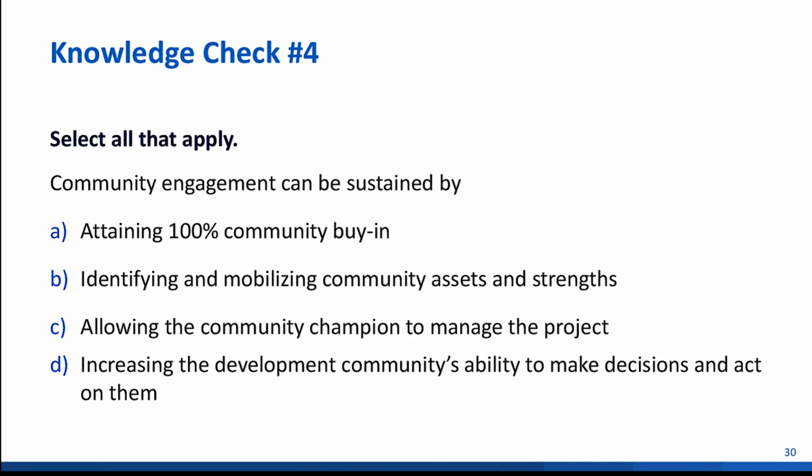Community engagement can be sustained by identifying and mobilizing community assets and strengths, and by increasing the development community's ability to make decisions and act. Answer A is incorrect. You don't need 100% buy-in, but you do need to communicate well. Answer C is incorrect because the community champion can't do everything, although it may seem like they do. They need your support and help in delegating work.